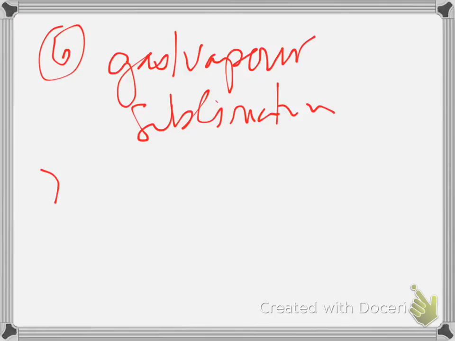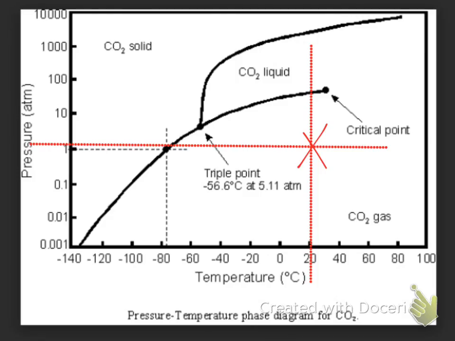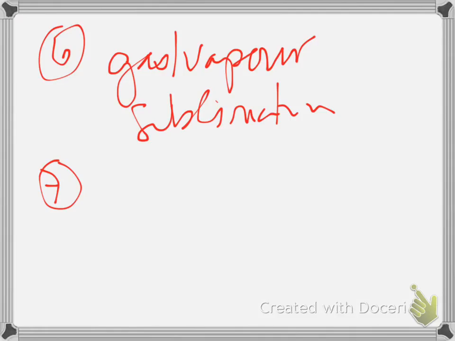Okay, above what temperature is it impossible to make liquid CO2? So you have to know what point on this gives you that temperature, and that would be the critical point, because that gives you the critical temperature. So if we drop a line straight down from the critical point, it looks like about 30 degrees Celsius. So above 30 degrees Celsius, no matter how much you compress it, you can't make it into a liquid.